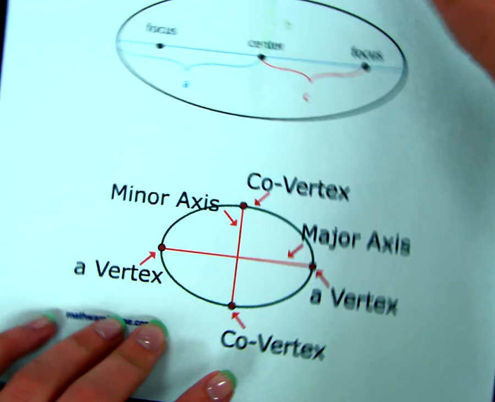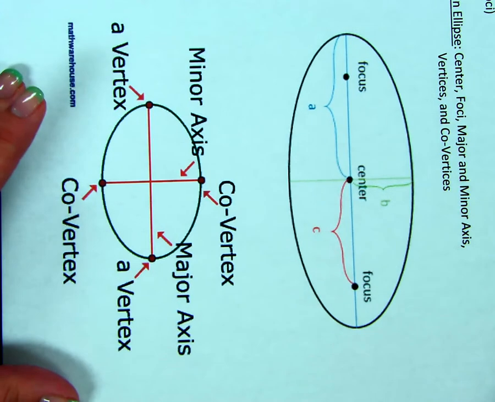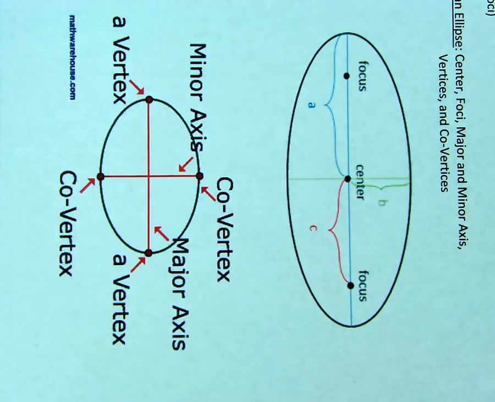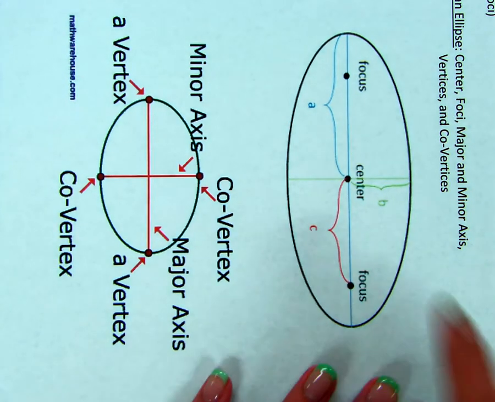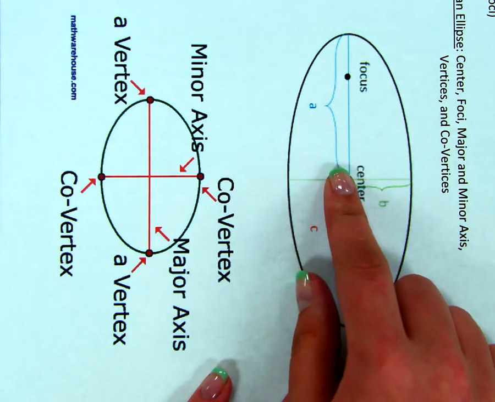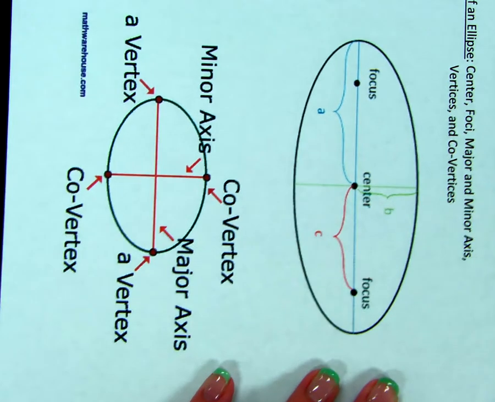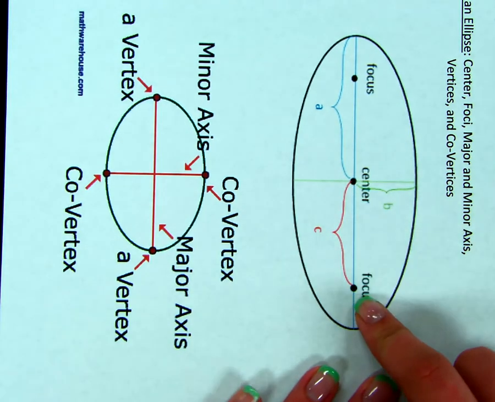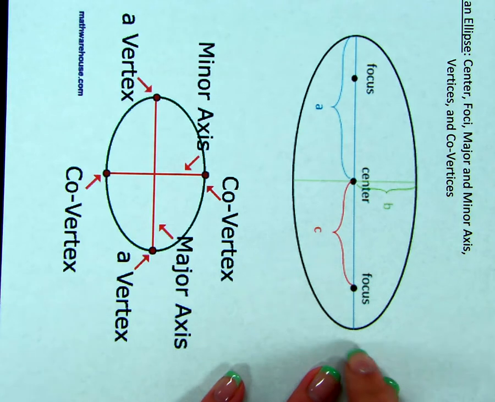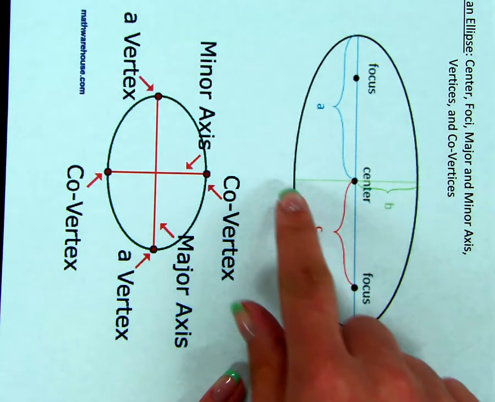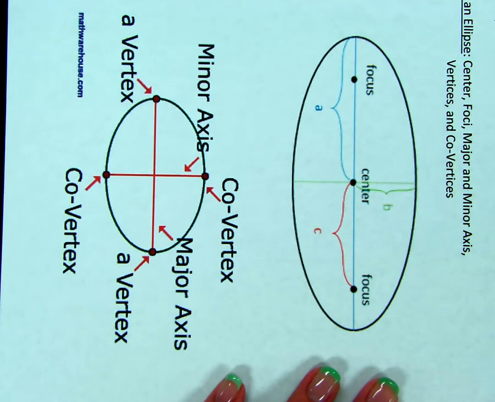If we take these and just flip them, this would be what our vertical ellipses look like. Center to vertices is still a. Center to co-vertices is still b. Center to focus is still c. The longest is still the major axis. The shortest is still the minor axis.